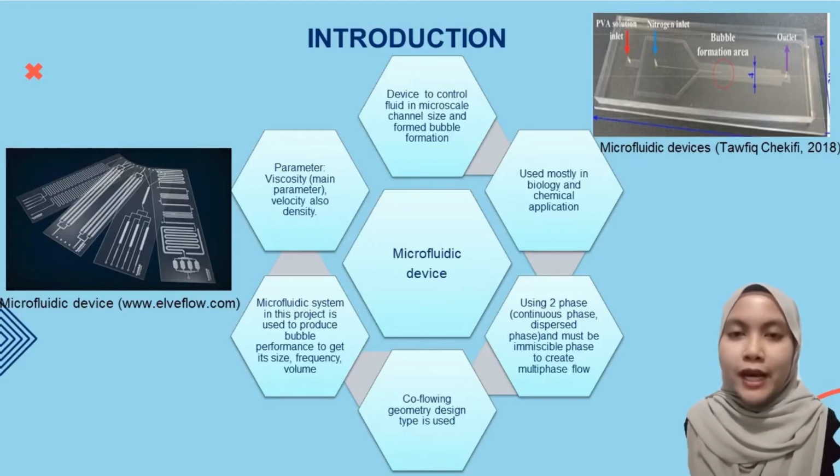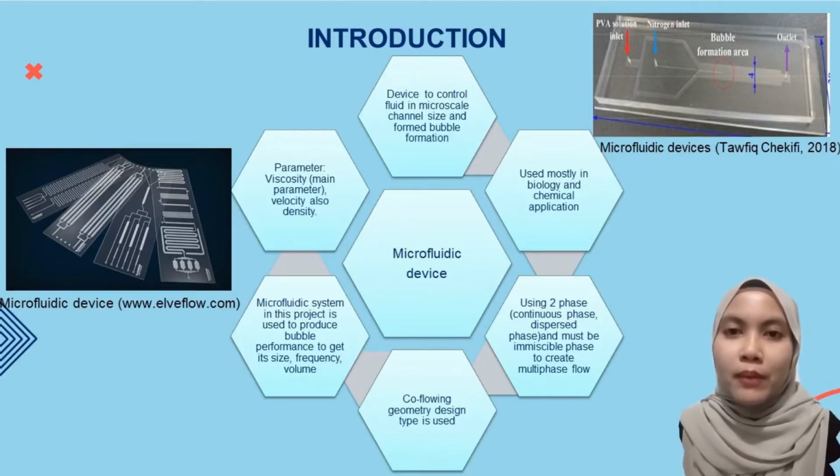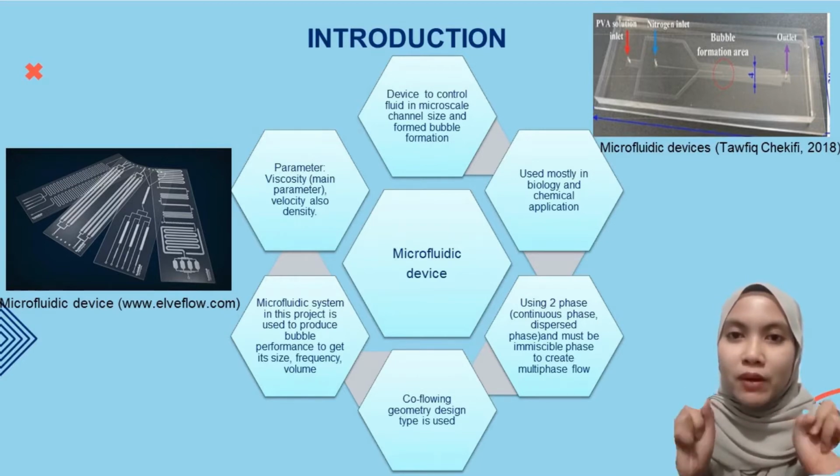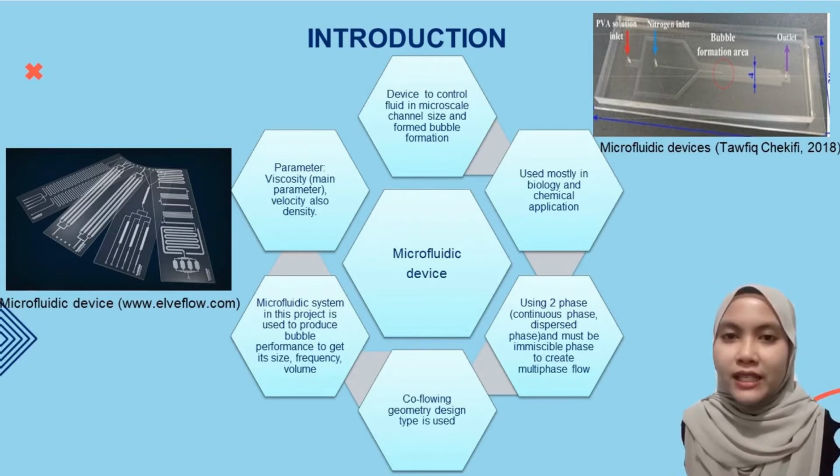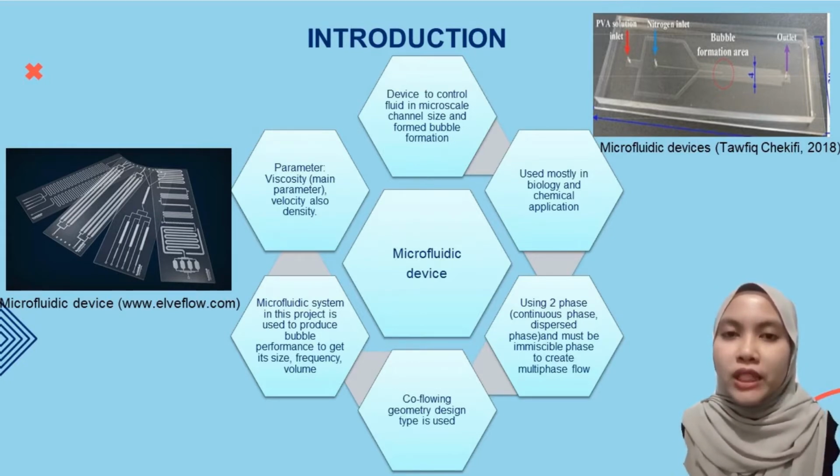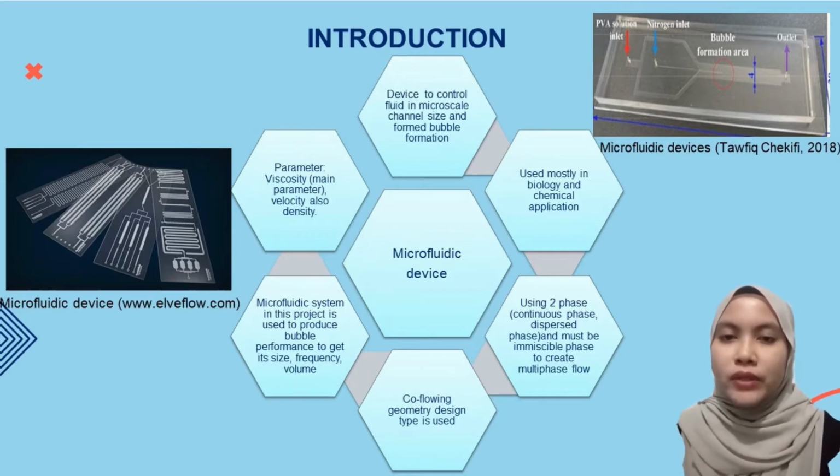As I mentioned before, a microfluidic is the device that is used to form bubble generation. This is because this device can control fluid flow in a microscale channel and form bubble formation. The two figures above show examples of the microfluidic device. This device we can mostly find in biology and chemical applications. In my FIP project, I'm using multi-phase flow, which is flow that contains two phases, introduced as continuous and disperse phase. In order to form bubbles in this flow, I'm using immiscible flow, which is flow that does not mix together. So I'm using oil as the continuous phase and water as the disperse phase.